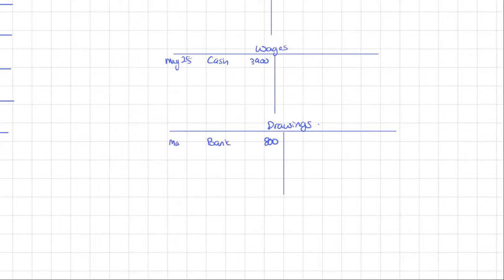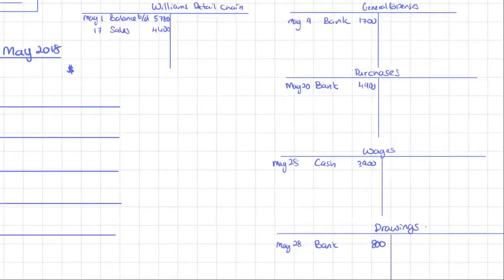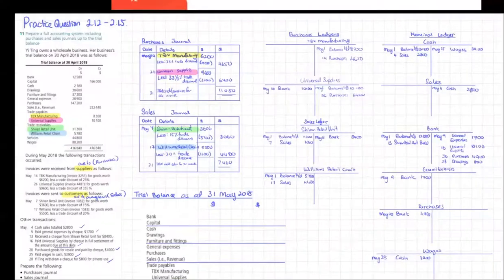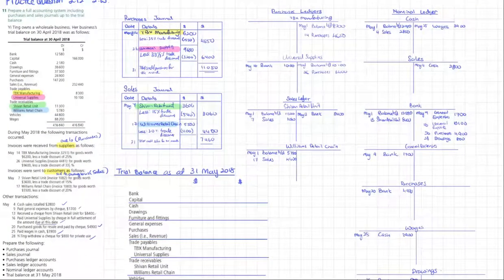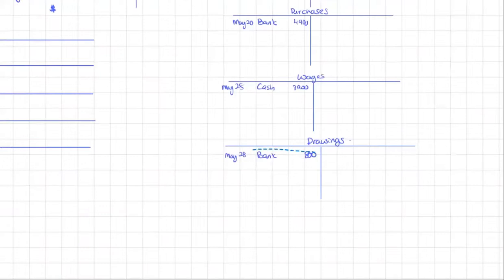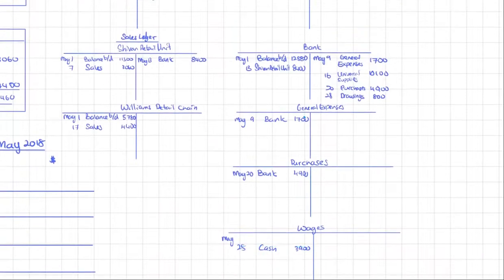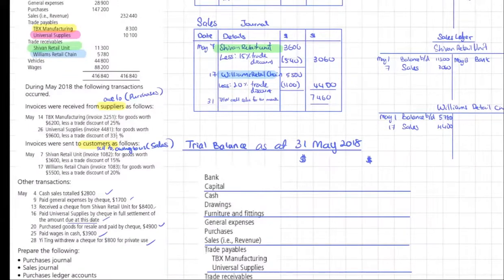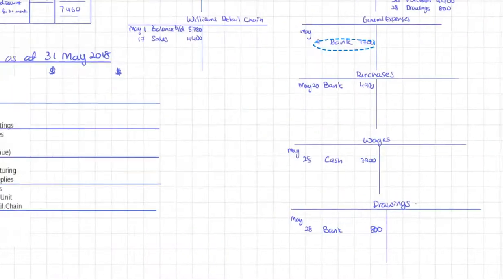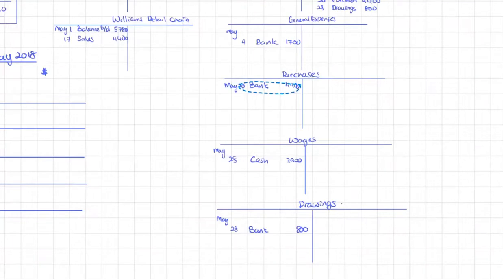So let's see if these accounts are open previously or prior to this. Are these accounts open? If it is open, then I need to bring down their balances. So let me just check. There is a drawings account, yes. General expenses, yes. Wages, yes. So it's not a new account. I just need to bring this down. Even for sales and purchases, and we double check. There is a balance here. There is a balance here. There is a balance here. Sales and purchases. Yes, also balances there. So I need to bring down this.